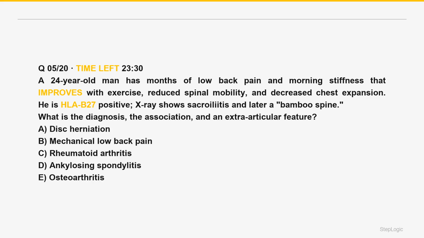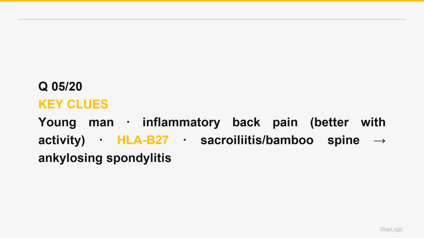What is the diagnosis, the association, and an extra-articular feature? A 24-year-old man has months of low back pain and morning stiffness that improves with exercise, reduced spinal mobility, and decreased chest expansion. He is HLA-B27 positive, X-ray shows sacroiliitis, and later a bamboo spine. Read the command: diagnosis, association, extra-articular feature. Young man, inflammatory back pain better with exercise, HLA-B27, sacroiliitis, bamboo spine: ankylosing spondylitis, uveitis, aortic regurgitation.